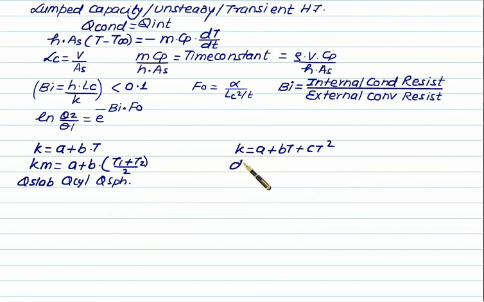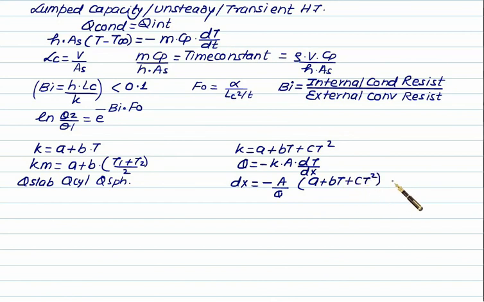But if you are given the quadratic form of thermal conductivity, then you have to use the Fourier equation, which is Q equal to minus K into A into dT by dx, and this time you have to separate the variables, that is dx equal to minus A divided by Q. Then you have to write down the equation of thermal conductivity as A plus B times T plus C times T square multiplied by dT, and you have to integrate it. If you know the two temperature limits at x equal to 0 and x equal to L, then you can find out here the heat transfer.